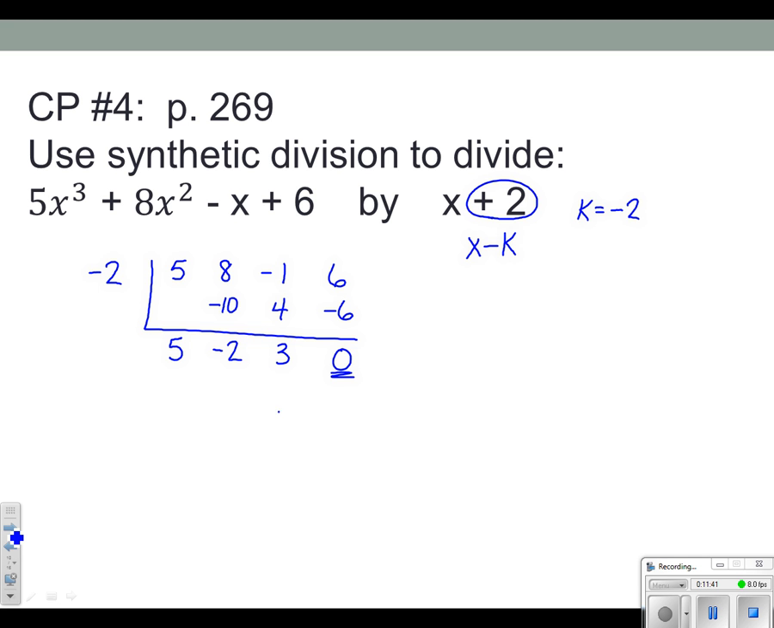Okay, so the 3 would be my constant term. The negative 2 would be the coefficient of my x, and the 5 would be the coefficient of my squared term. I think most of you guys know that if I were to divide x plus 2 out of that third degree polynomial, I would be left with some kind of an answer or a quotient that began with a squared term. So that's how you take those numbers left over from your synthetic division and turn them back into that polynomial answer from your division.